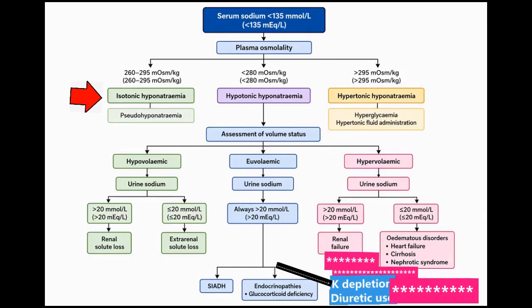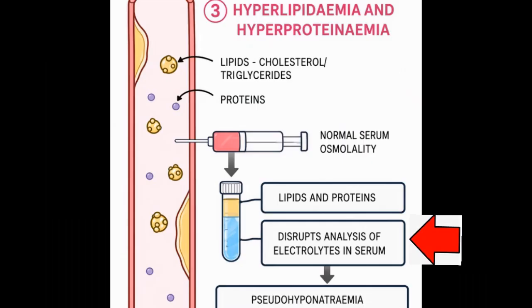Isotonic hyponatremia. Plasma osmolality equals 280 to 295 mosm per kilogram. This is called pseudo-hyponatremia. Here, sodium appears low on laboratory testing, but plasma tonicity is actually normal. It occurs in patients with severe hyperlipidemia, severe hyperproteinemia, e.g., multiple myeloma. These substances interfere with some laboratory measurement techniques, producing a falsely low sodium level. Key point: the patient does not have true hypoosmolar hyponatremia.